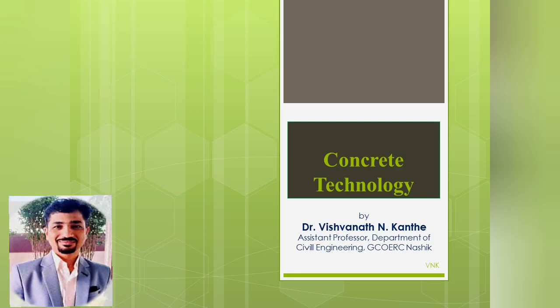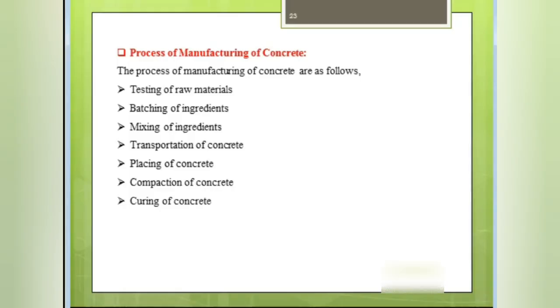Today's topic is the process of manufacturing of concrete. In the manufacturing process of concrete, first we have to test the raw materials or ingredients of concrete, then its batching methodologies, then mixing of ingredients. There are also different methods, manual and machinery mixing of all those ingredients.